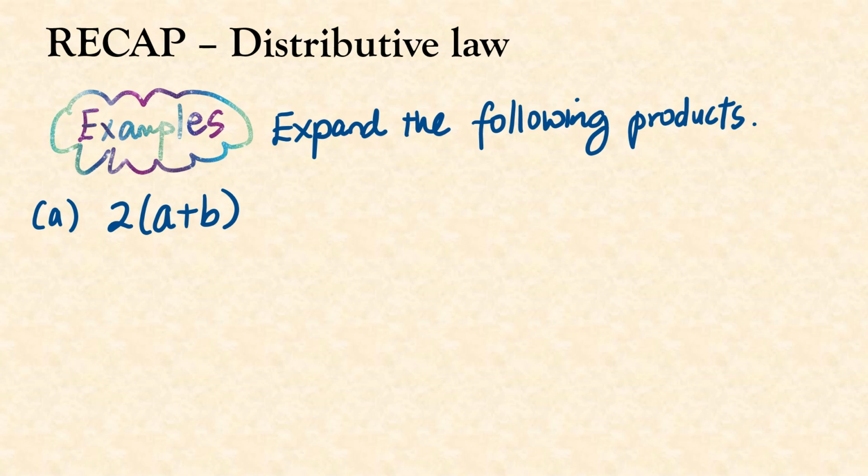Let's look at part A. Part A comprises two terms. The first term is the number 2, and the second term comprises two variables, A and B. What we are saying is that we're going to distribute 2 to the first variable A, so that will be 2 bracket A. Then we're going to distribute 2 to the letter B also.